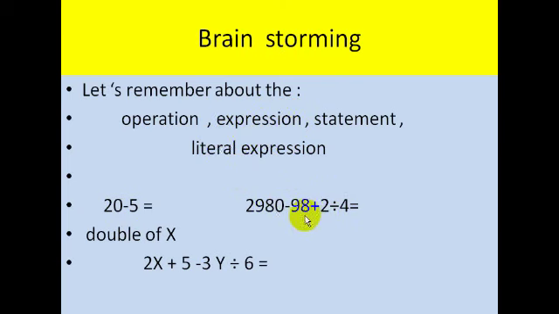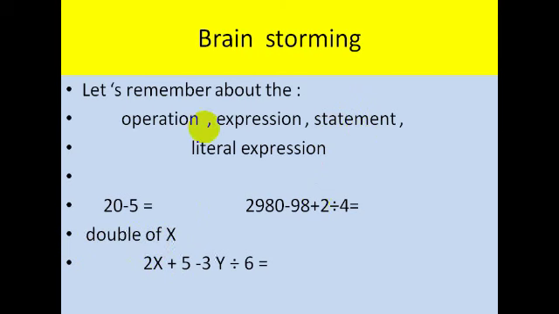What about a statement? Which one is a statement? Yes, the double of x. When we say the double of x, it means 2 times x.